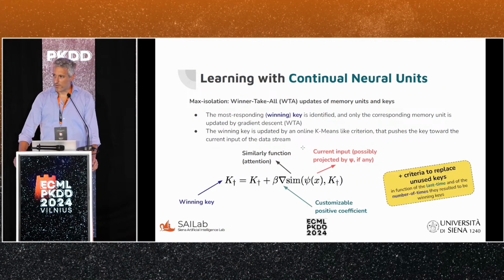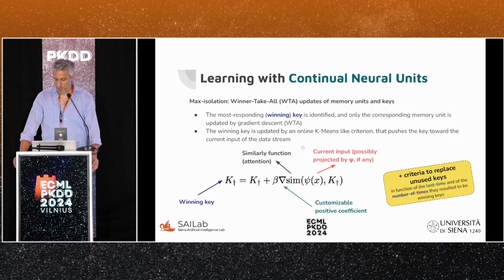How do we learn with continual neural units? Well, it's really plug and play. You can just take every kind of neural network and replace the neuron model. That's all you have to do, basically. And that's it. You can learn by gradient descent easily. So you can adapt keys and memories automatically by gradient descent.